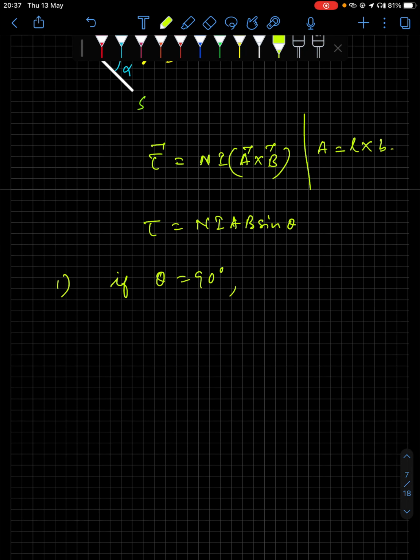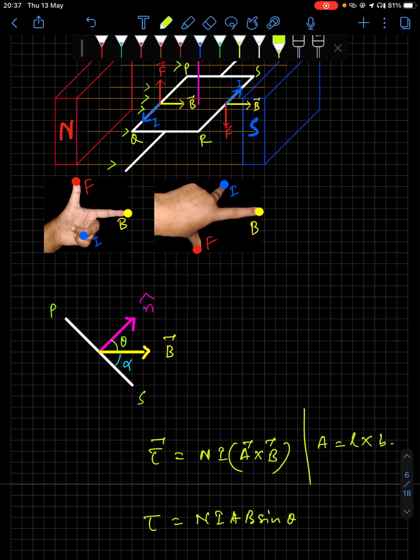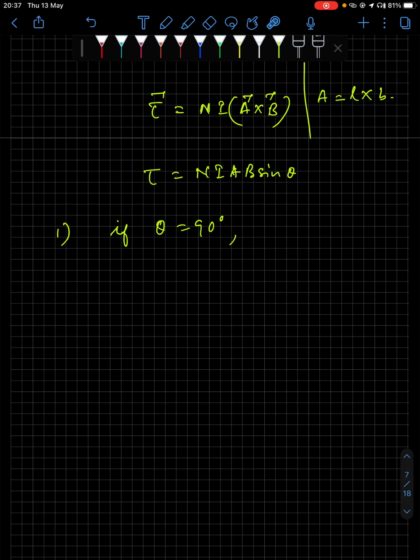So if it is 90 degree, then the plane of the loop is actually parallel to B. You see here the plane of the loop is parallel to B, to the magnetic field. But the area vector is perpendicular to the magnetic field. That means theta will be 90 degree. So when theta is 90 degree, then your tau becomes NIAB. Sin 90 is 1, so NIAB, and this is the value for maximum torque.